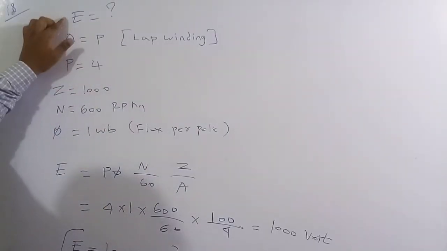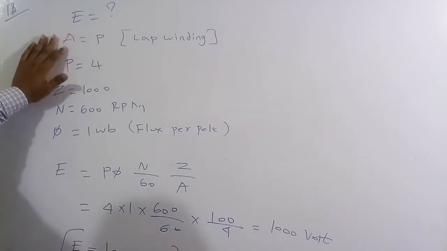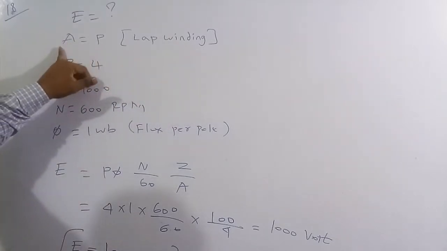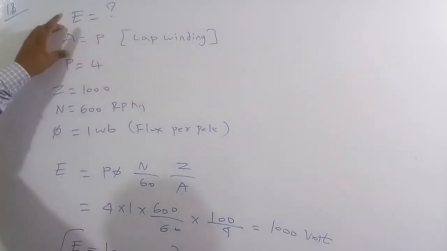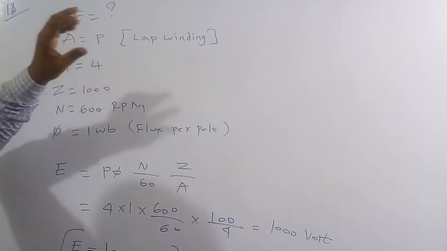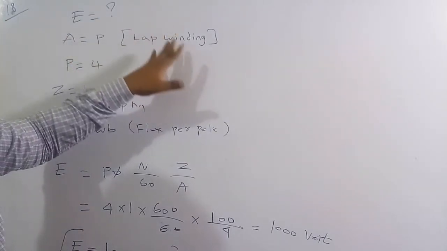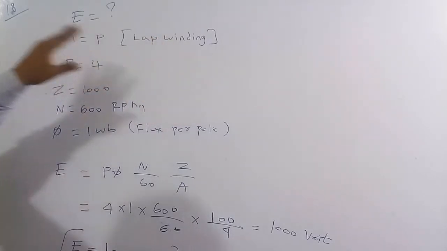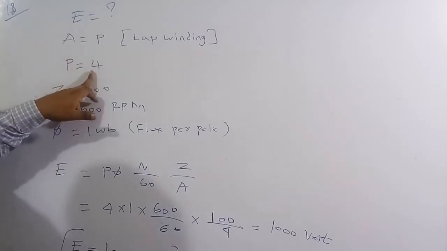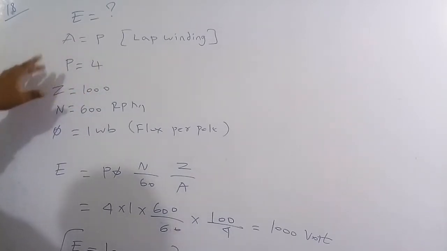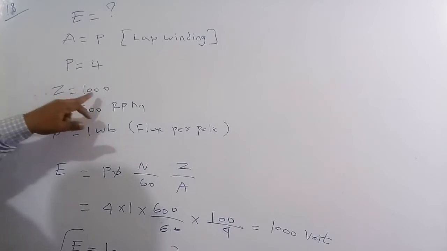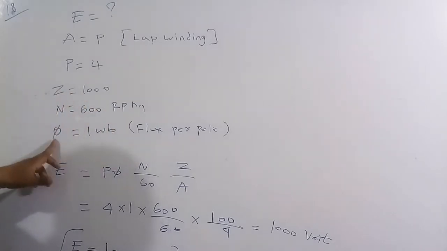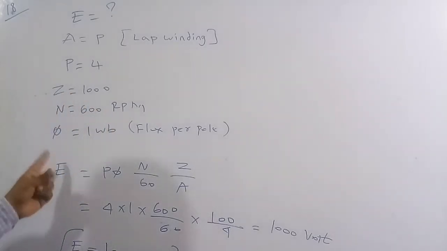In this question we have to find the EMF induced in a DC machine. The armature is connected in a lap winding. Lap winding means the number of parallel paths is equal to the number of poles. As the number of parallel paths increases, this machine is used for high current rating and low voltage. The number of poles is equal to 4, and always the poles will be an even number. The number of armature conductors is 1000. This machine is going to rotate at a speed of 600 RPM, and flux per pole means each pole is going to produce a flux of 1 Weber.